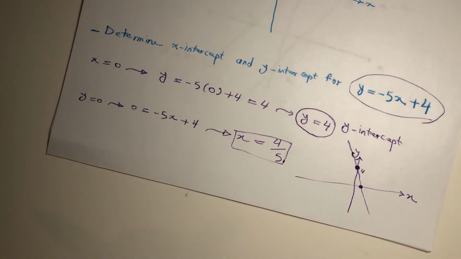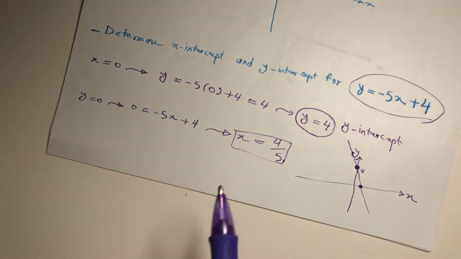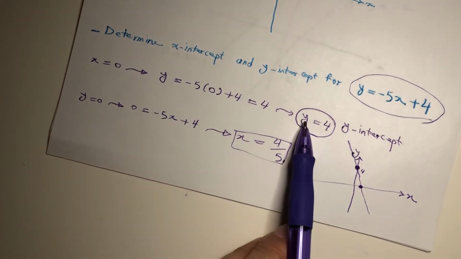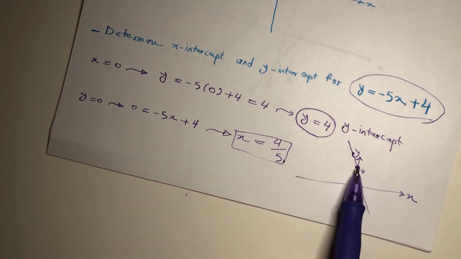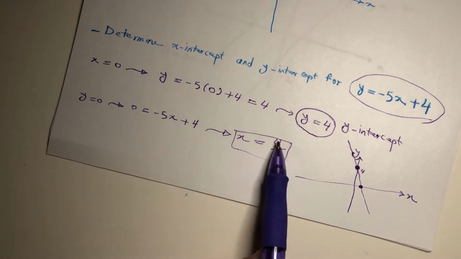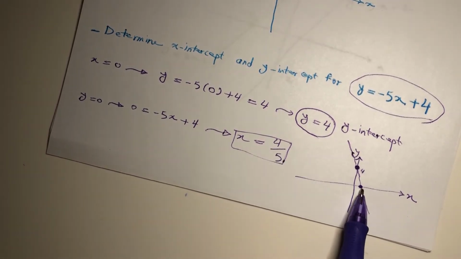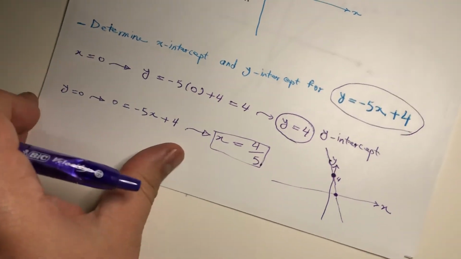In order to draw a line, we need to have 2 points of it. Here we have 2 points of it. We know that at y equals 4, it intercepts the y-axis. At x equal to 4 over 5, it intercepts the x-axis. Then we can draw the line.